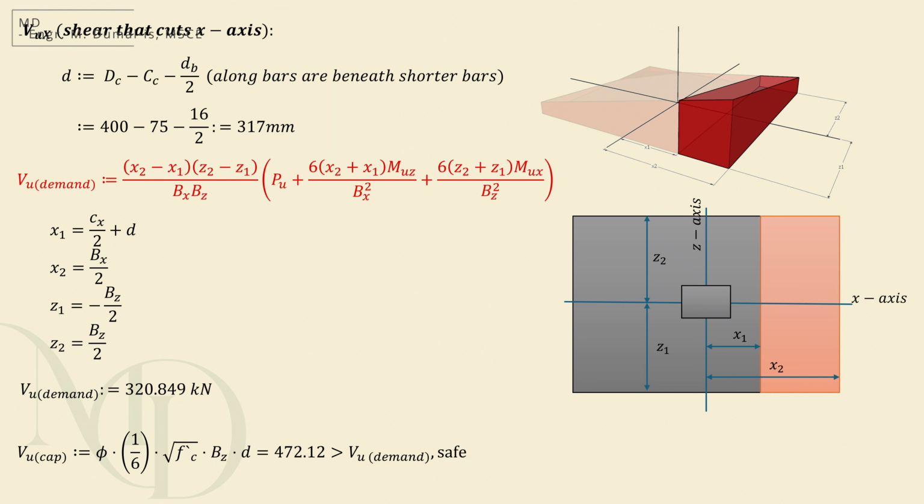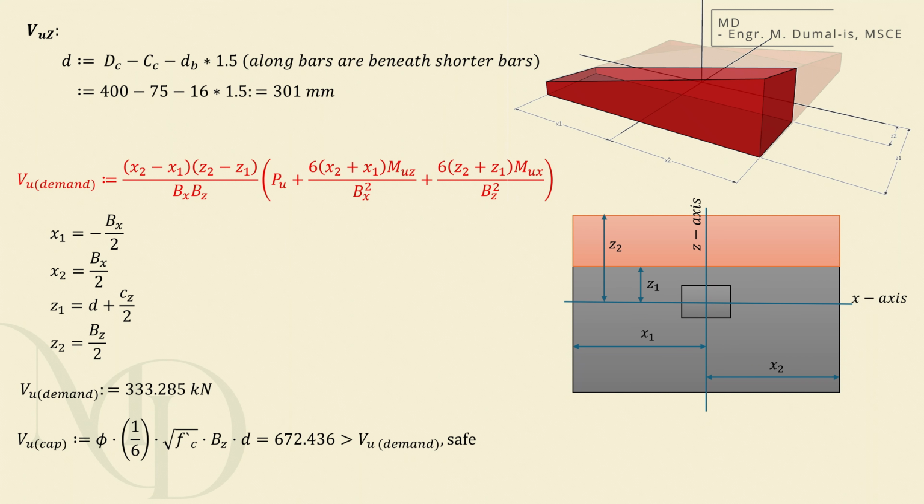If we plug in all the known values, the computed demand shear comes out to be about 320 kilonewtons. When we compare this with the code recommended shear capacity of 470 kilonewtons, we can confirm that the slab is safe for shear along the x direction. We can also perform the same beam shear check along the z-axis. After going through the same process, the results show that the footing is safe in that direction as well. So overall, both directions satisfy the shear requirements, which means our section is performing quite well.